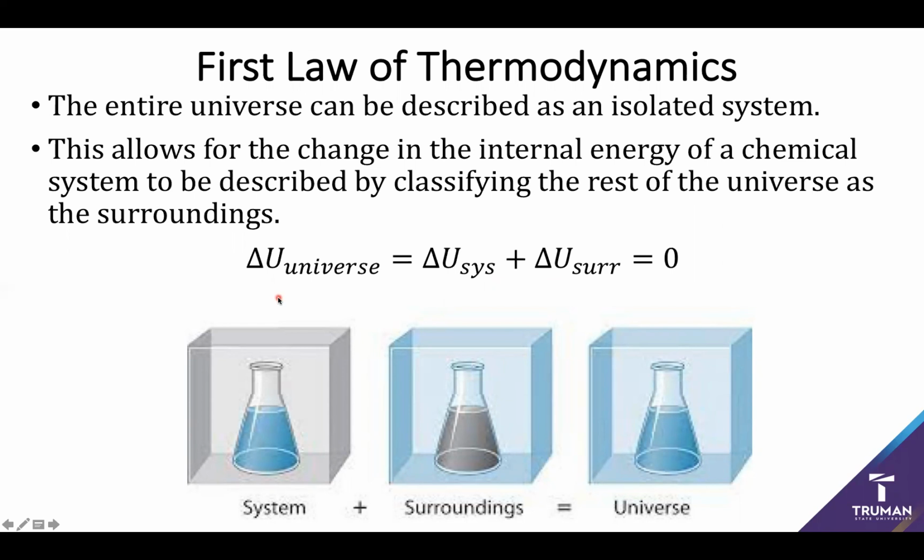And by knowing that the entire universe is an isolated system, I know that if I add together my system and my surroundings, their net change in energy has to be 0, because energy can't be coming or going from anywhere. What this means is that if I know the change in energy of my system, I know the change in energy of my surroundings, as it simply has to be the negative of my system. So any energy my system gains has to come from the surroundings. Any energy my surroundings gain has to come from the system.